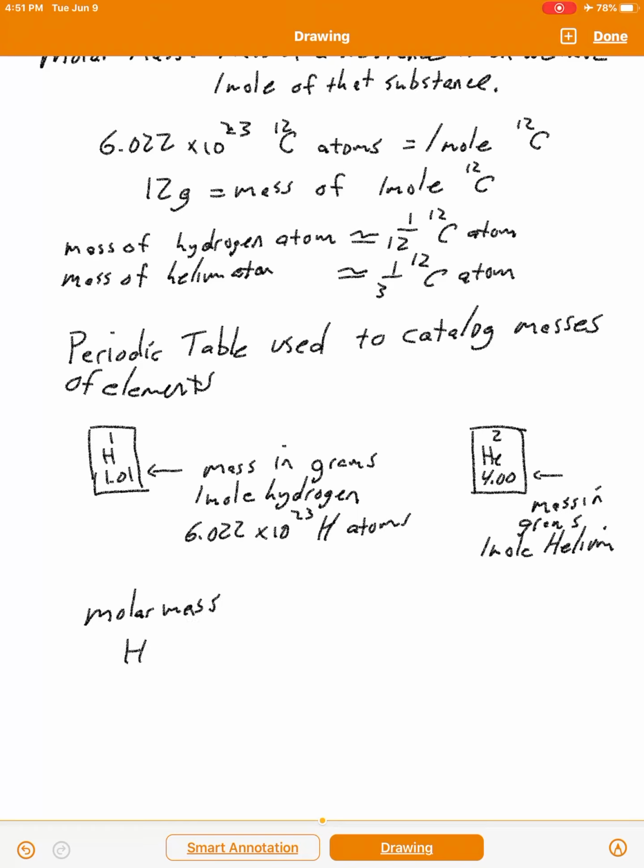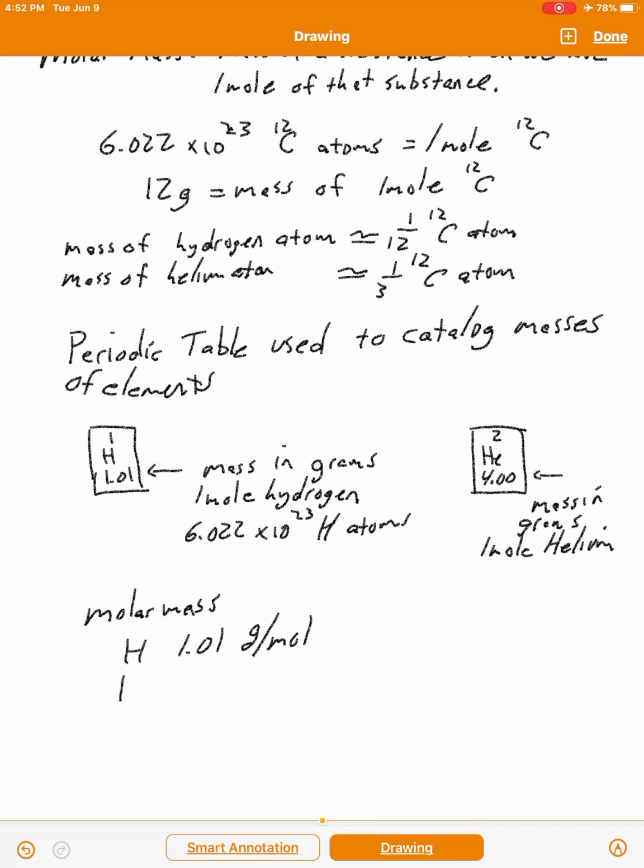So for example, hydrogen, 1.01. Now I'm going to give you your units, grams per mole. 1.01 grams is the mass of 1 mole of hydrogen. Just like the density of water is 1 gram per milliliter, meaning if you have a milliliter of water, the mass would be a gram. That's the density of water. The molar mass of hydrogen is 1.01 grams per mole, meaning that if you have 1 mole of hydrogen, the mass would be 1 gram. That's 1 mole of hydrogen, atomic hydrogen, not molecular hydrogen.